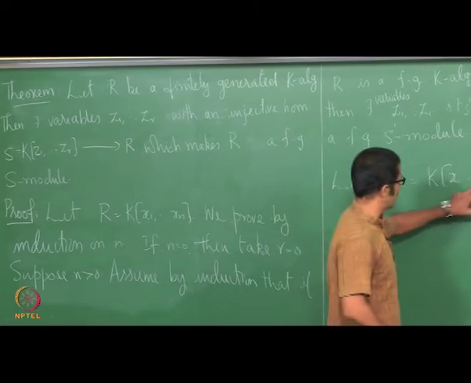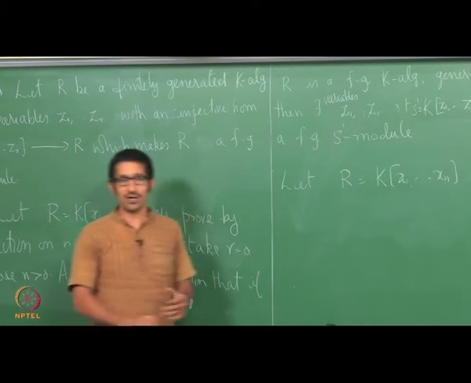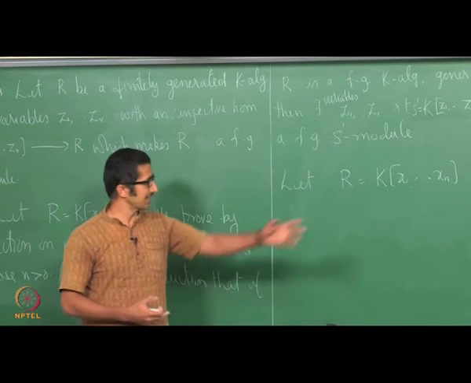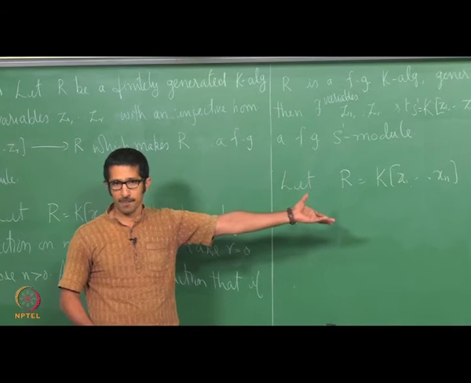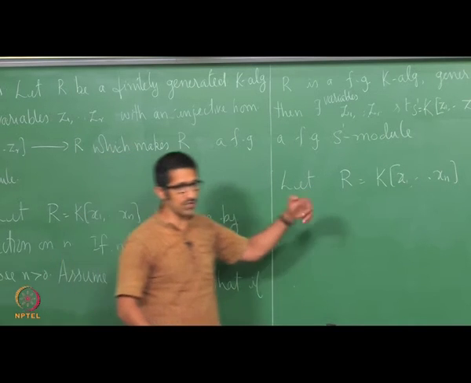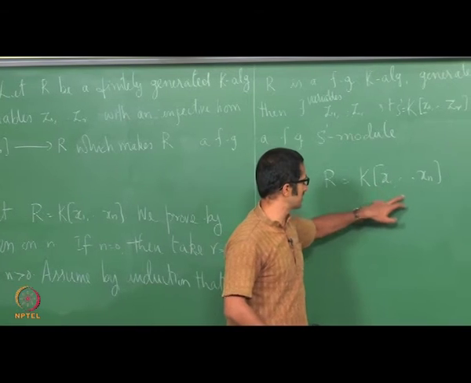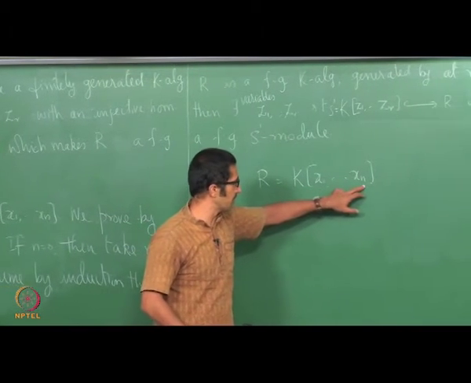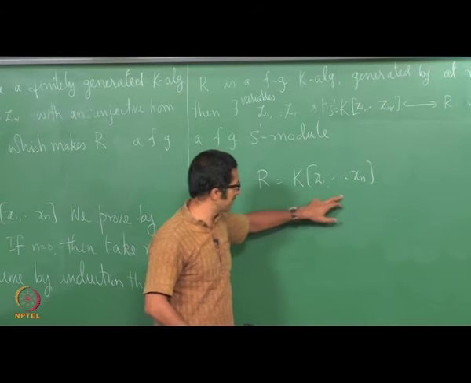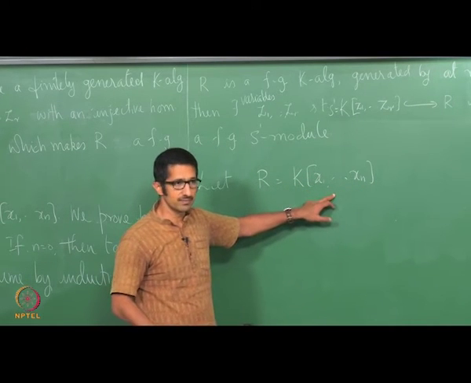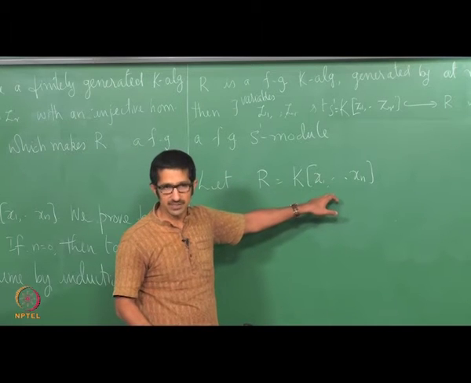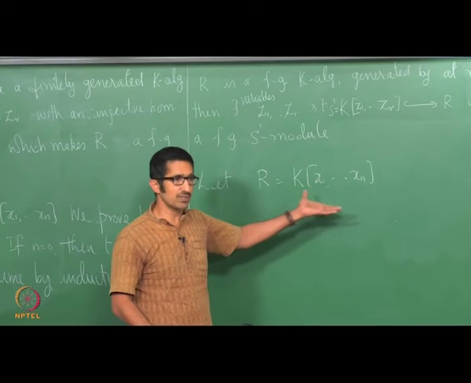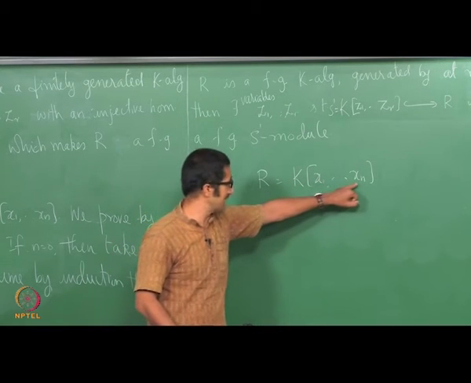See, if all these x1 up to xn are algebraically independent, then we can take n to be R itself. That is, there is no polynomial f such that f of x1 up to xn is 0. They themselves are variables. If x1 up to xn are all variables, then we do not really have to worry, we can just take n to be R itself.